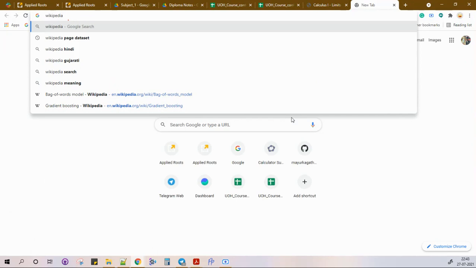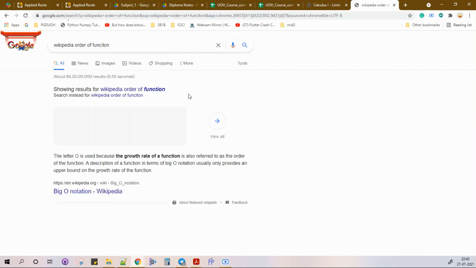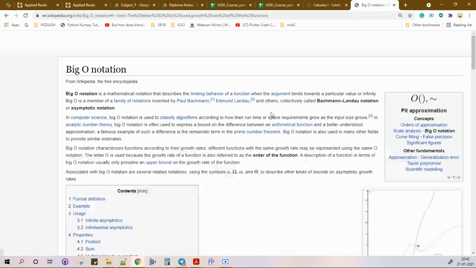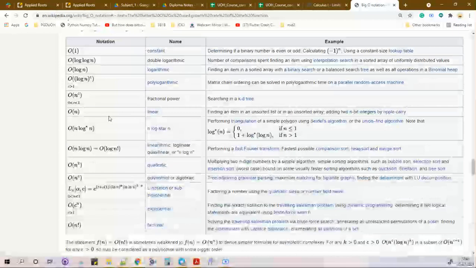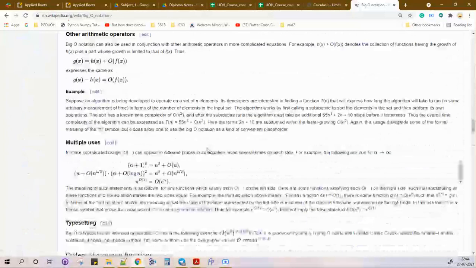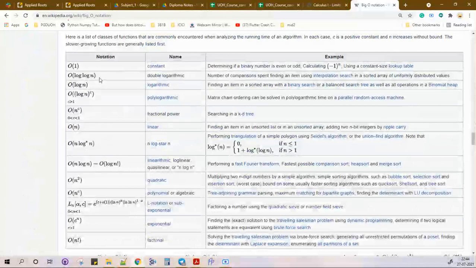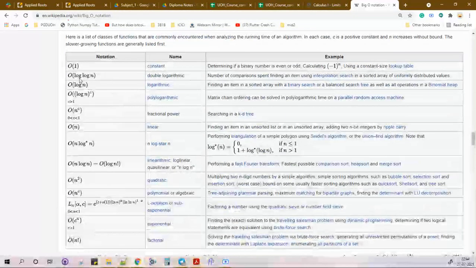I heard log star. Basically, order of function, Big O notation. Yes. Log star is there, I guess, and it is less than log n, I believe. Log star n is not given, so where is it? It should be smaller than n log n, so it should be before log n, right? Third position, right?